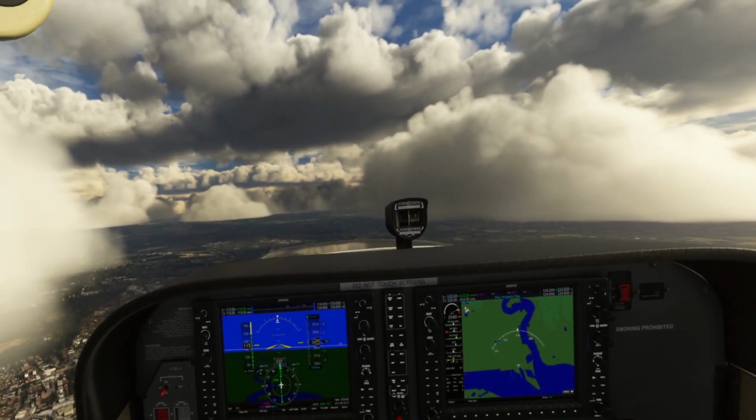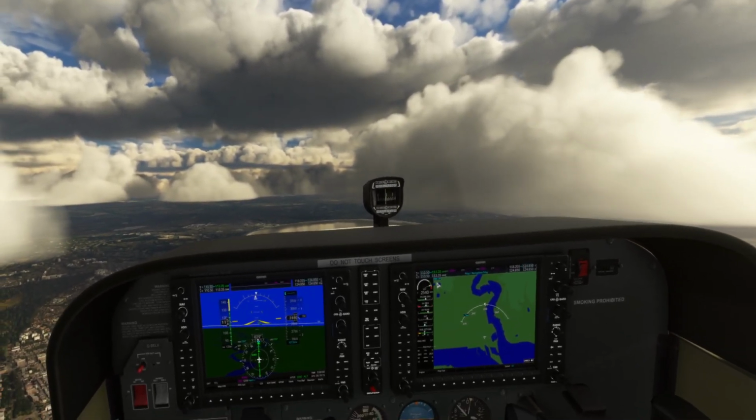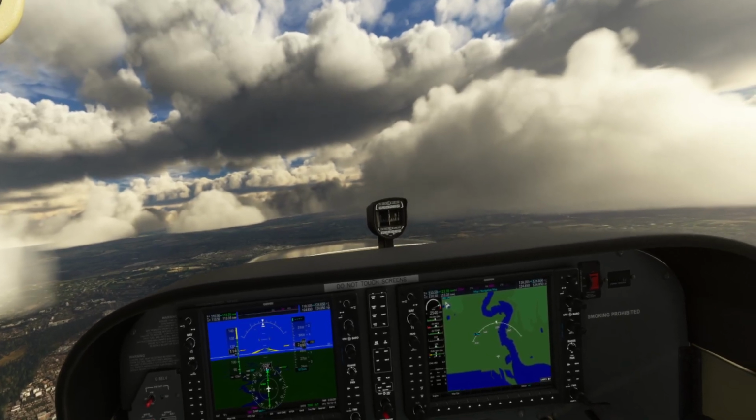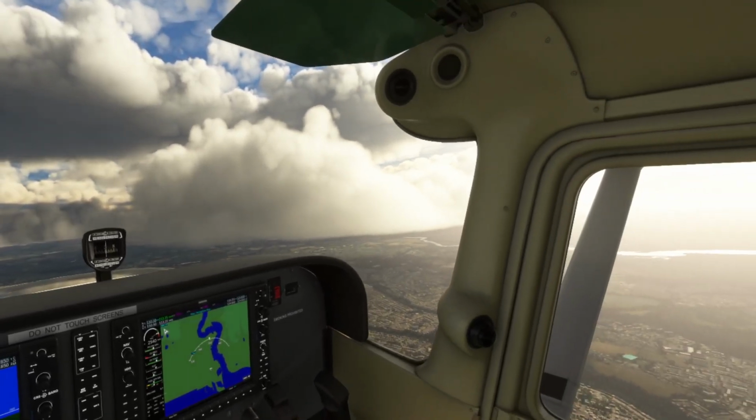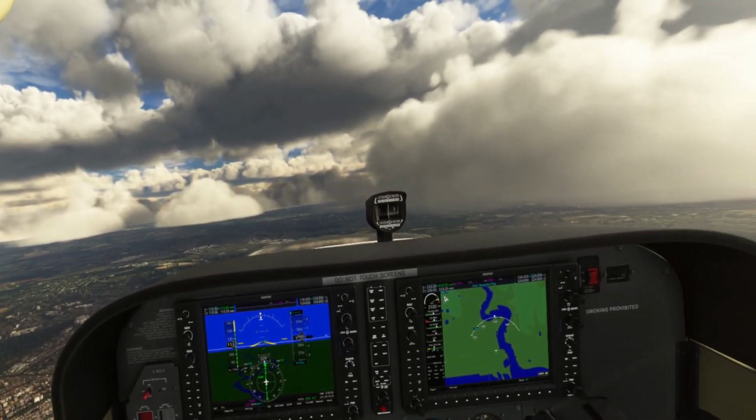To fly the outbound leg of a hold, we need to account for wind drift. If the wind is coming from the holding side, from the right in this example, we would apply triple the drift to the outbound leg.